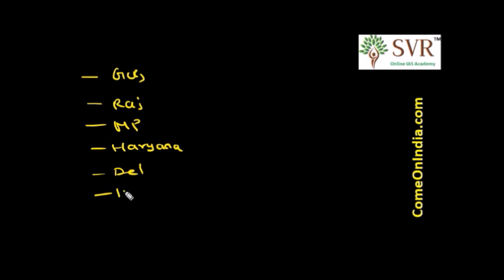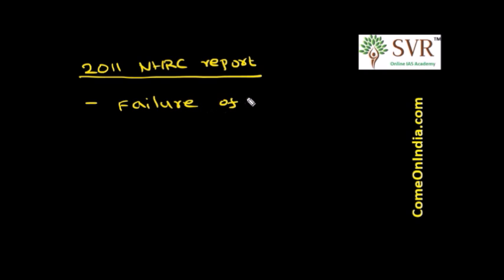Major silicosis affected states are Rajasthan, Gujarat, Madhya Pradesh, Haryana, Delhi and Karnataka. In 2011, National Human Rights Commission tabled a special report to the Parliament on silicosis. In that report, NHRC says that failure of the government to provide health facilities to the silicosis affected people was a violation of human rights.